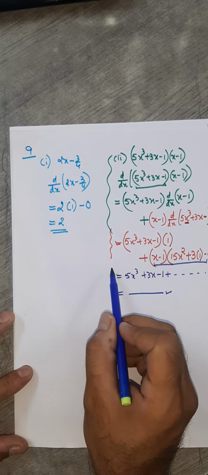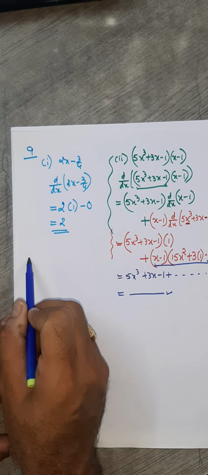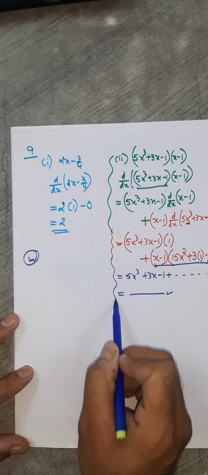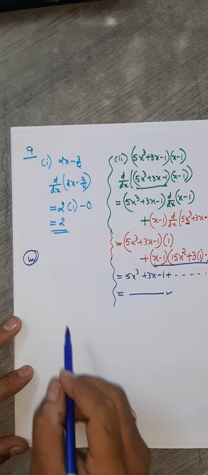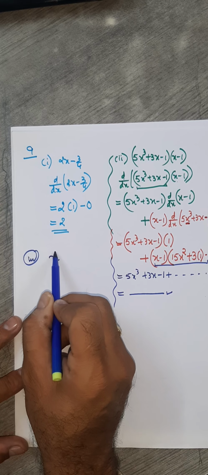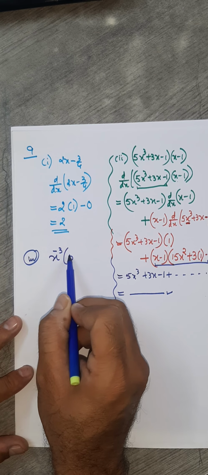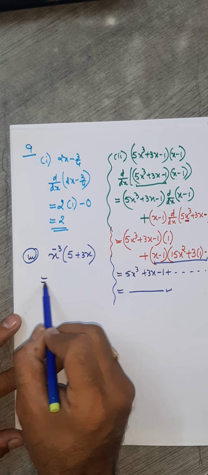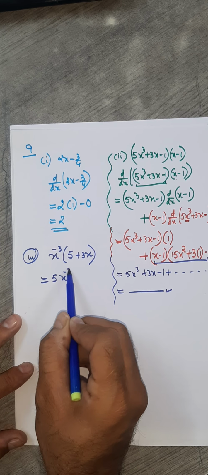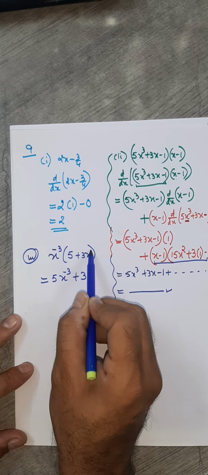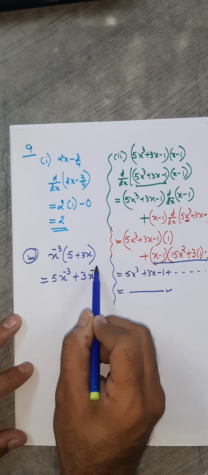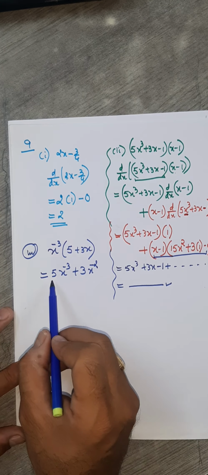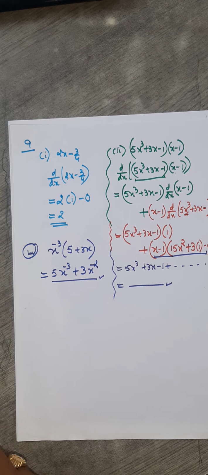Okay. I'll go to now third sub question here. Let's go to third sub question. What about third sub question? x raised to minus 3 into 5 plus 3x. I'll just open the bracket. So 5 into x raised to minus 3 plus 3 times, here 1 power and here minus 3 power, so minus 2 power. Now I'll differentiate this.